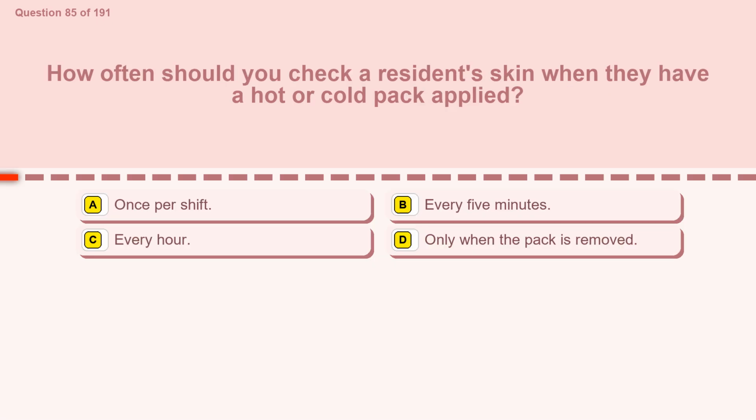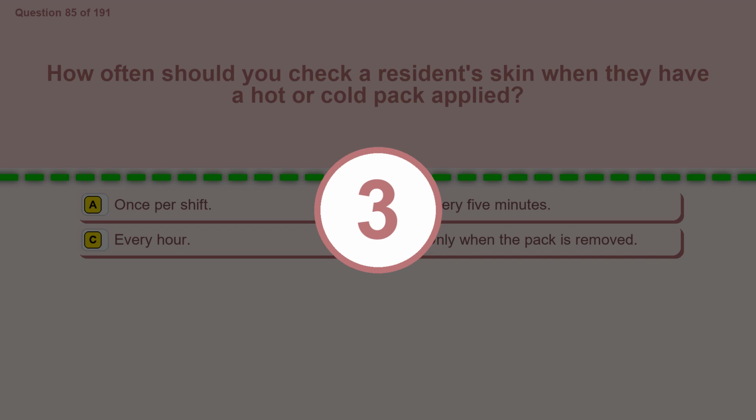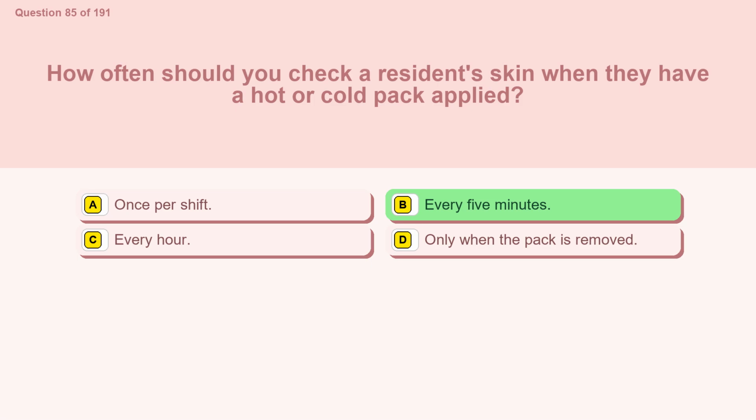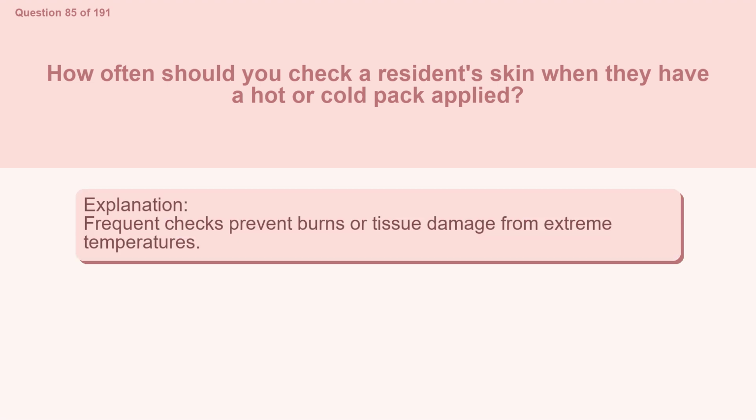Question 85. How often should you check a resident's skin when they have a hot or cold pack applied? Option A, once per shift. Option B, every 5 minutes. Option C, every hour. Option D, only when the pack is removed. The correct answer is option B, every 5 minutes. Frequent checks prevent burns or tissue damage from extreme temperatures.